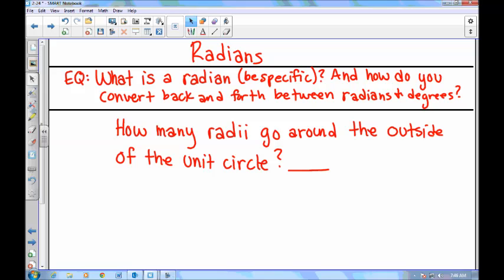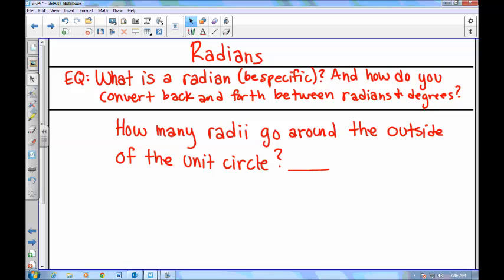Our title for today is called Radians. Essential question: What is a radian? Be specific. And how do you convert back and forth between radians and degrees? That's what the last line on our unit circle is.